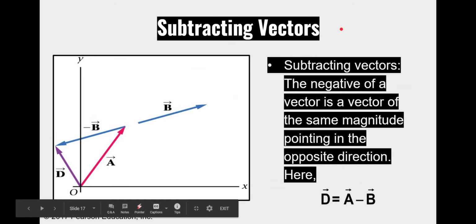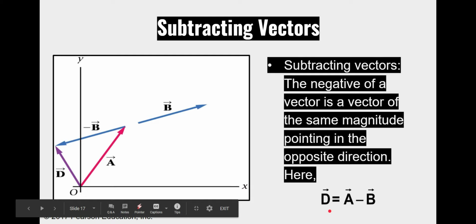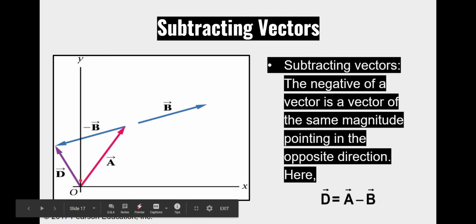All right, if we want to subtract vectors, please know that the negative of a vector is going to have the same magnitude. It's just going to point in the opposite direction. So we have our vector B. If we make it negative, it simply points in the opposite direction. So since that's the case, vector D, instead of it being A plus B, it's going to be A minus B. I mean, technically it's still A plus B. It's A plus negative B, which is A minus B.